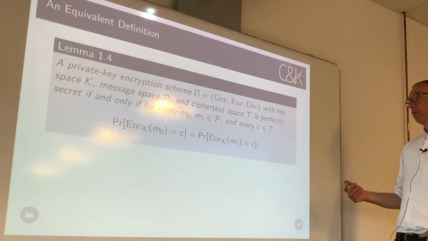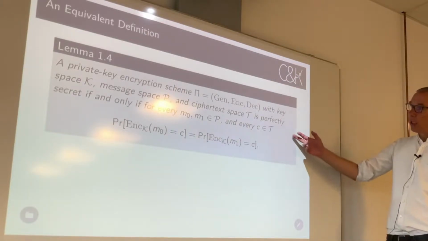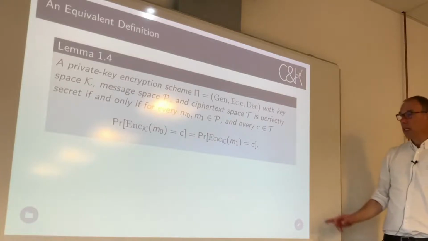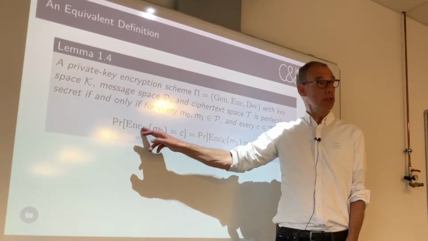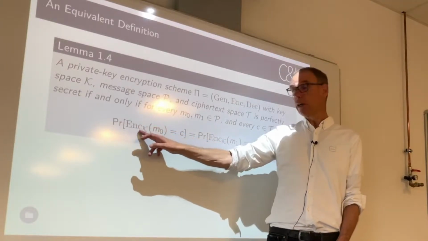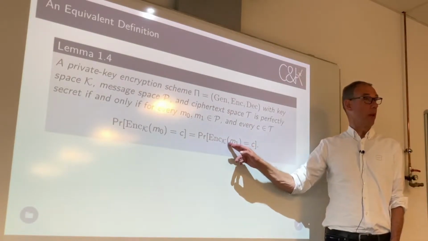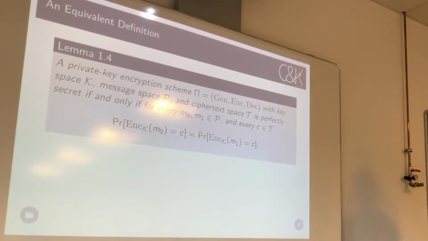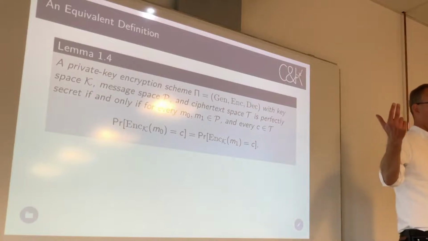We proved that a private key encryption scheme is perfectly secret if and only if for every pair of messages M0, M1 and every ciphertext C, the probability of M0 being encrypted to C over the random choice of the key, that's why there is this set K here, is the same as getting the ciphertext C as an encryption of M1 over the choice of the key defined by the key generation algorithm. And this is a much nicer definition because it doesn't talk about the probability distributions over the message space at all.